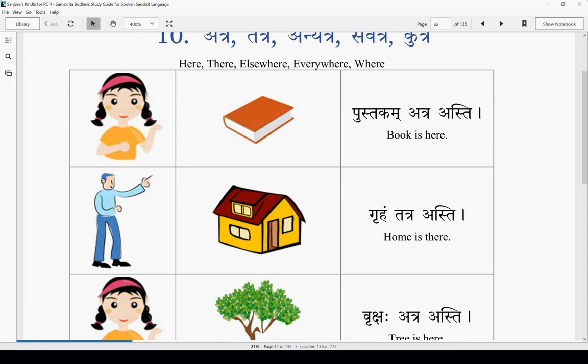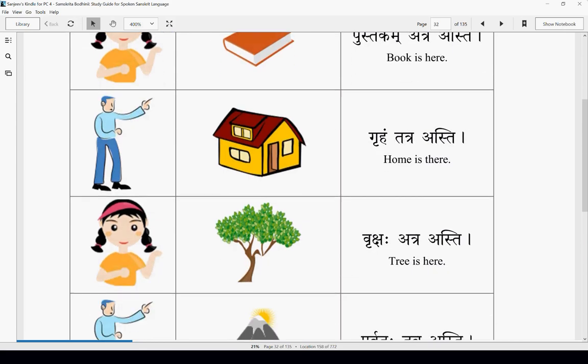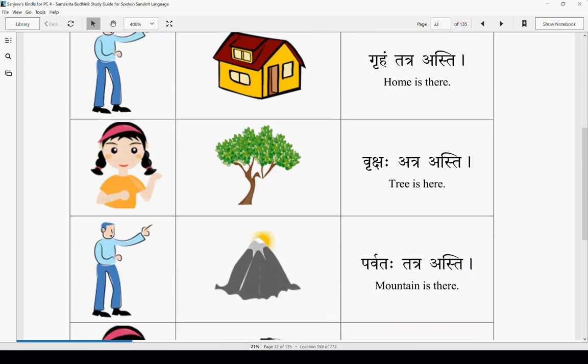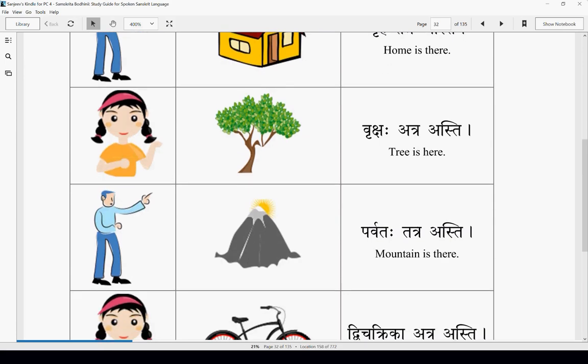Pustakam atra asti. Griham tatra asti. Vrikshaha atra asti. While reading this, just note that you already know atra, tatra. You also know griham, and the pictures are already given. It is not difficult. Parvataha atra asti. The mountain is there.